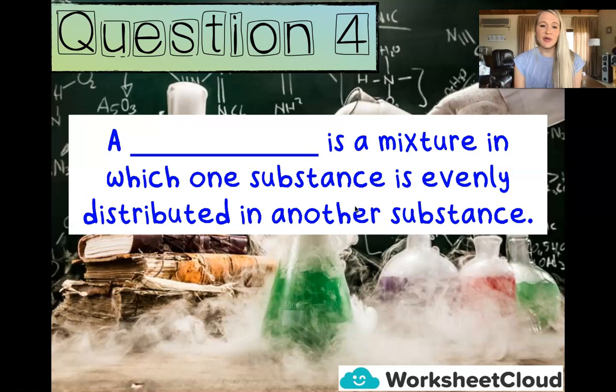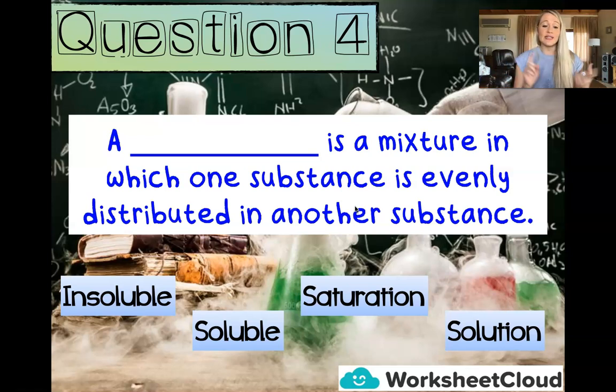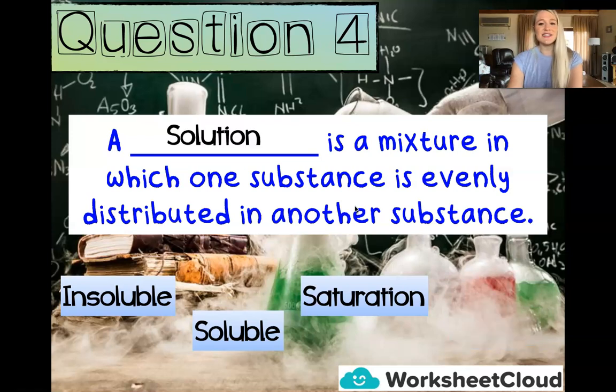Question number 4. We have another term question. What is a mixture in which one substance is evenly distributed in another substance? My terms again are insoluble, soluble, saturation, and solution. I'll read it again. A what is a mixture in which one substance is evenly distributed in another substance? What is my term? Correct again, solution. A solution is a mixture in which one substance is evenly distributed in another substance.